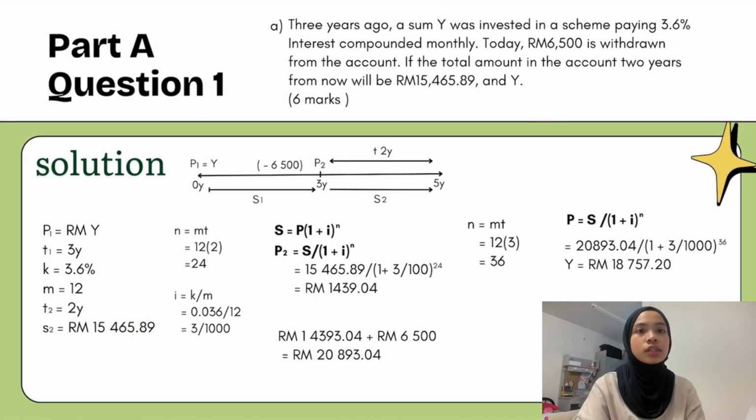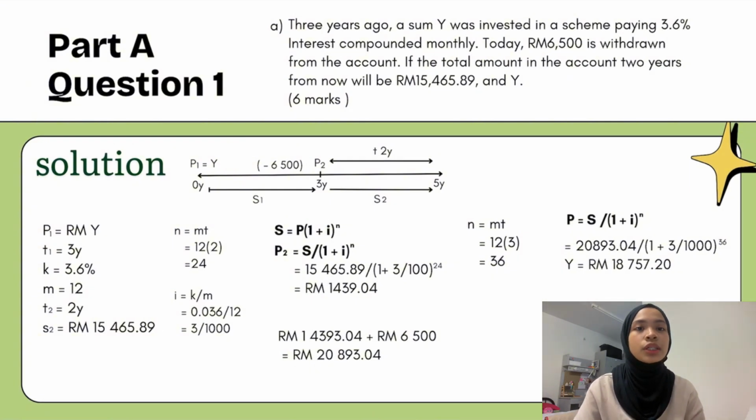3 years ago, a sum Y was invested in a scheme paying 3.6% compounded monthly. Today, 6,500 ringgit is withdrawn from the account. If the total amount in the account 2 years from now will be 15,465 ringgit 89 cent, find Y.